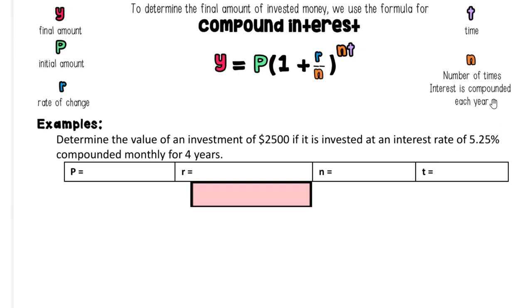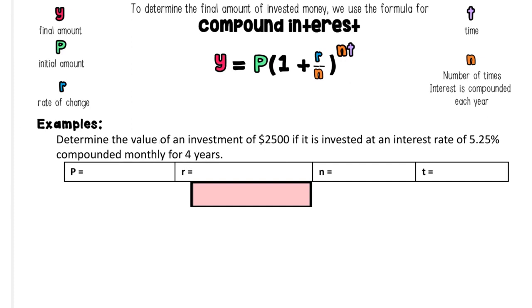So annually is 1, semi-annually 2, quarterly is 4, monthly would be 12, and daily would be 365. Then your exponent is going to be your n, what it's compounded each time, times the time, so number of years. So let's look at some examples. So when you determine the value of an investment of $2,500 if it's invested at an interest rate of 5.25% compounded monthly for 4 years.